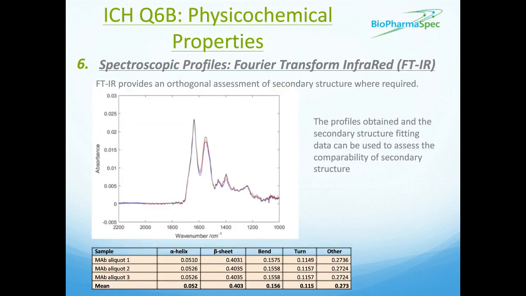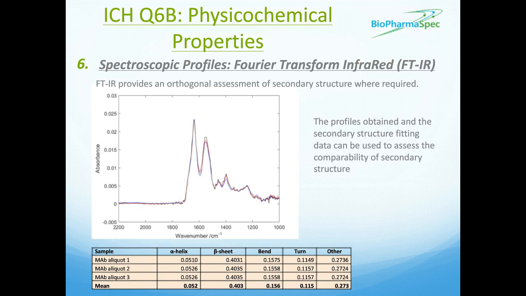Now, here we have an example, and this again is a monoclonal antibody, looking at it with ATR FTIR. This is 3 examples of the same monoclonal antibody analyzed in the same session. As you can see, the main highest peak towards the left is the amide 1, and the one next to it at about 1550 per centimeter is the amide 2. Those are the main bands that you're looking at when you assess similarity for secondary structure.